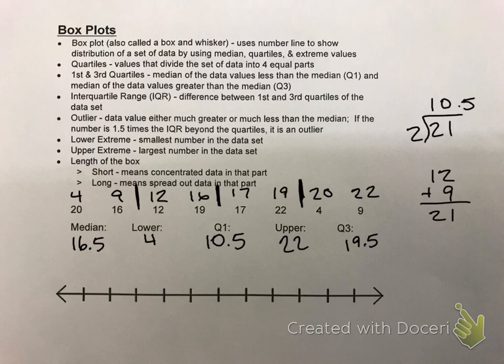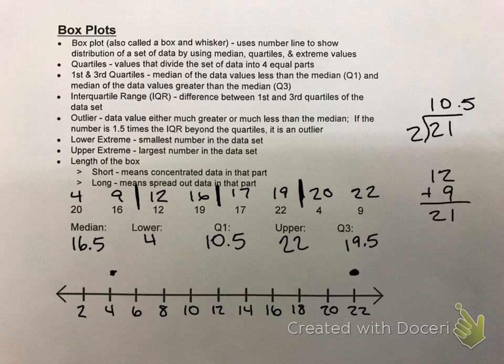So now we need to label our number line. So I'm going to skip count by 2s. So now we can start placing the numbers here for our box plot. So starting with the upper and lower, the upper is 22, the lower is 4. We place a dot at those two numbers, the upper and the lower. It's just a dot. Okay.